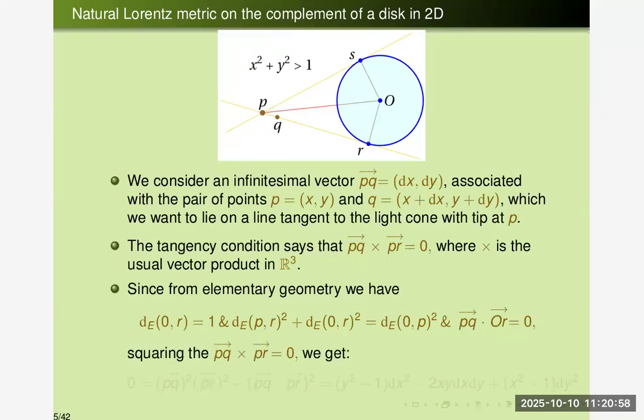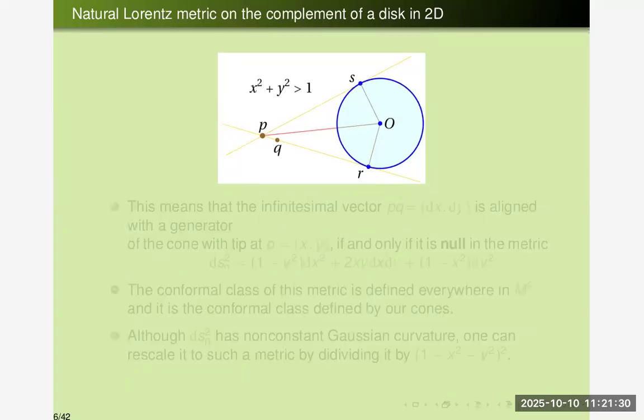And if you just put this condition and insert all the data, what P is, what Q is, all these distances, then you will get that this 0, which stays here, is just this, which says that this vector PQ is a null vector in the following metric. Okay, so this is how you get the conformal structure explicitly on this complement in R2.